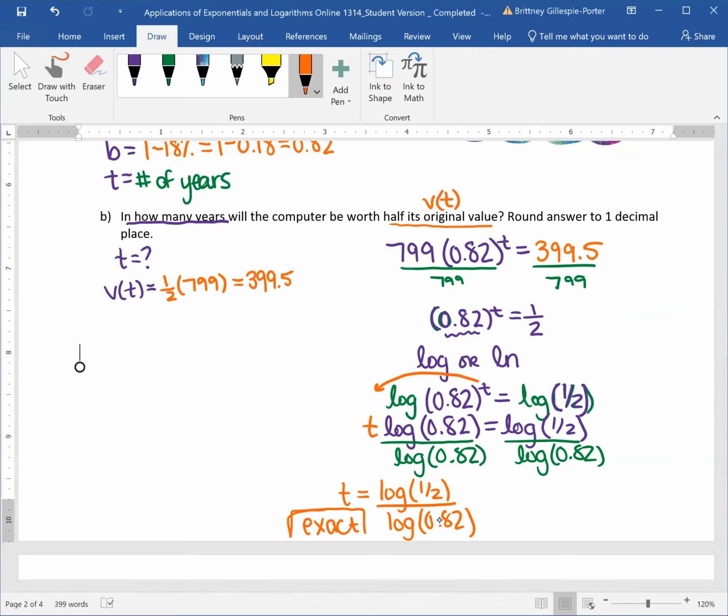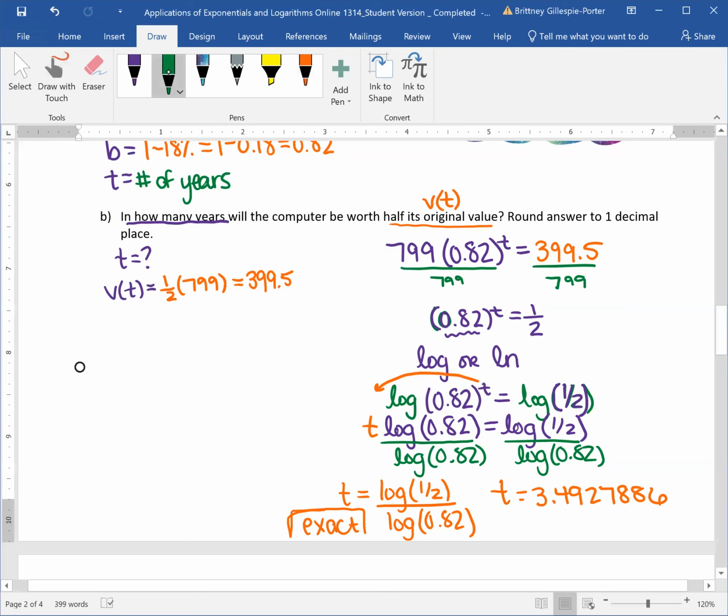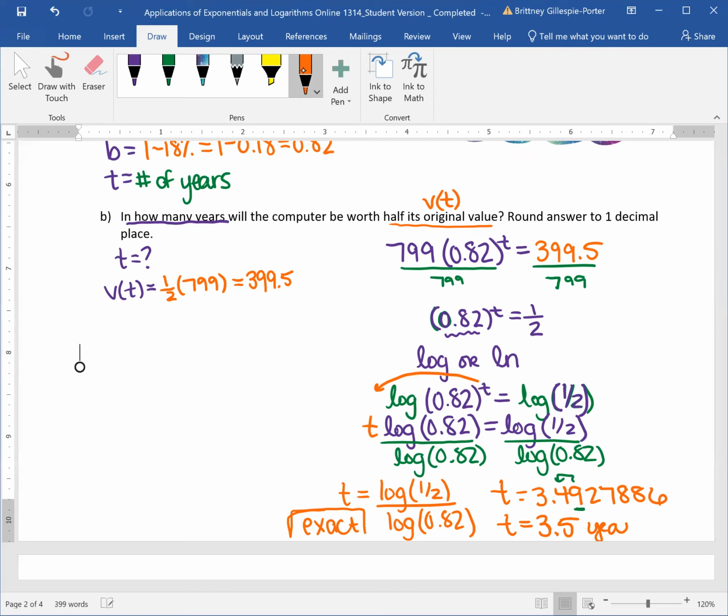You should be getting t equal to 3.4927886. But they wanted us to round to one decimal place. So we look at our second decimal, that 9 is enough to round us up. And we find that in 3.5 years, our phone is worth half of its price. Some of us aren't even done paying it off then.